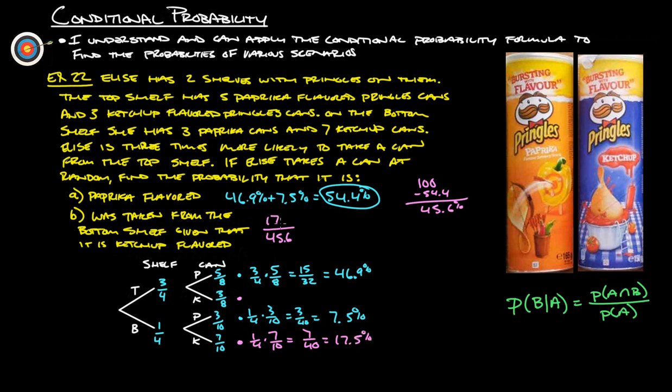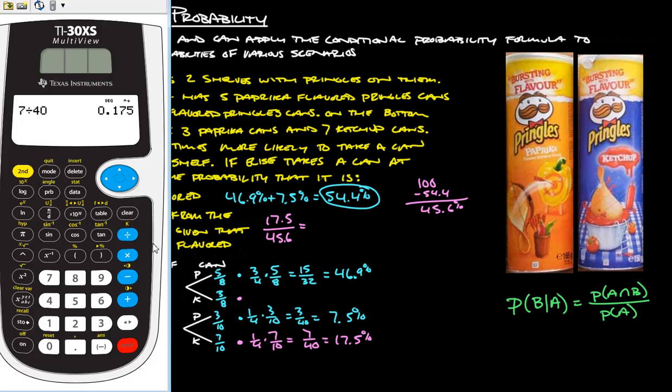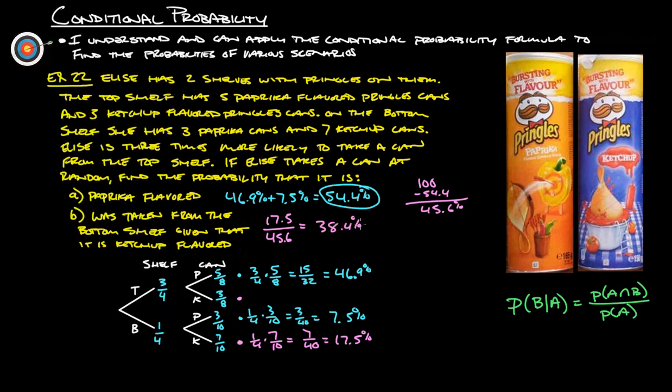Right, so we would need to take 17.5 and divide it by 45.6. So 17.5 divided by 45.6, and we get, oh, rats, I did that wrong. So let's do 17.5 divided by 45.6. There we go. That'll give us a little bit better answer: 38.4%. 38.4% chance that the randomly selected can was taken from the bottom shelf, given that it was ketchup flavored.